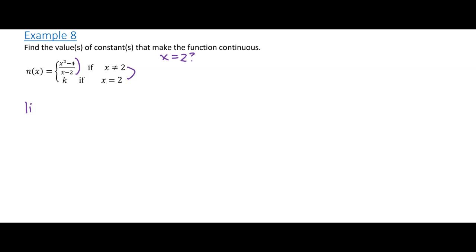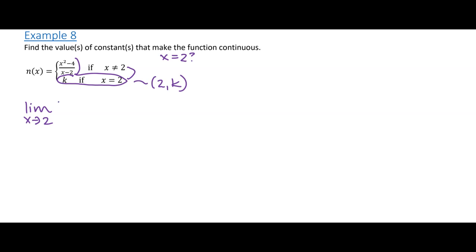Okay, so we need to take the limit as x approaches 2. The second piece of this function is really just a single point. It's saying when x is exactly equal to 2, y is exactly equal to k. So for the limit, that piece actually doesn't matter at all. It's all about the rational function. The rational function takes over anywhere but 2.